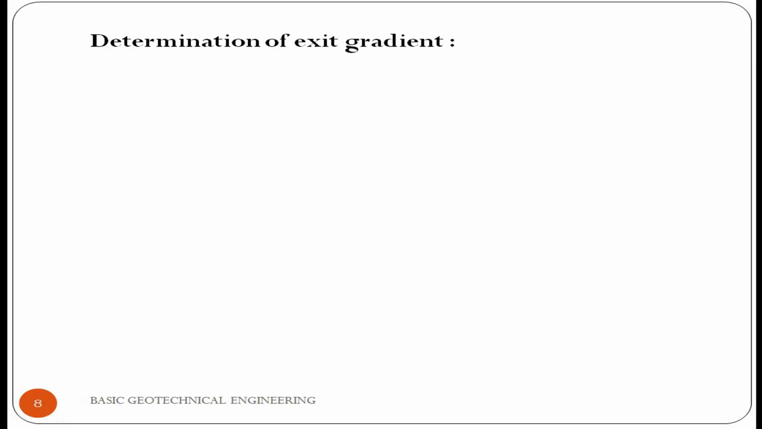So in the determination of exit gradient, the hydraulic exit gradient IE is equal to delta H divided by L. The exit gradient is important for the stability of granular soils. If it is not kept well below the critical exit gradient, it may cause piping below a hydraulic structure.